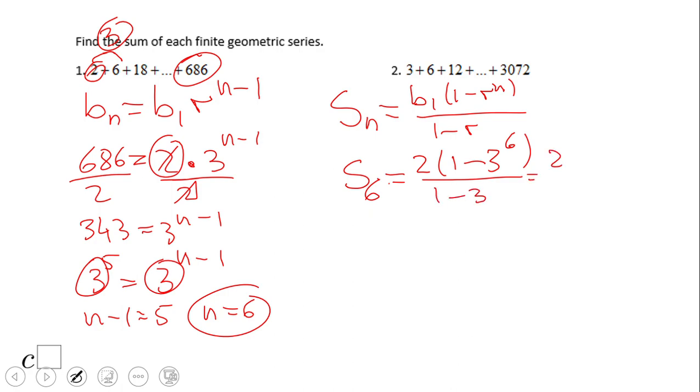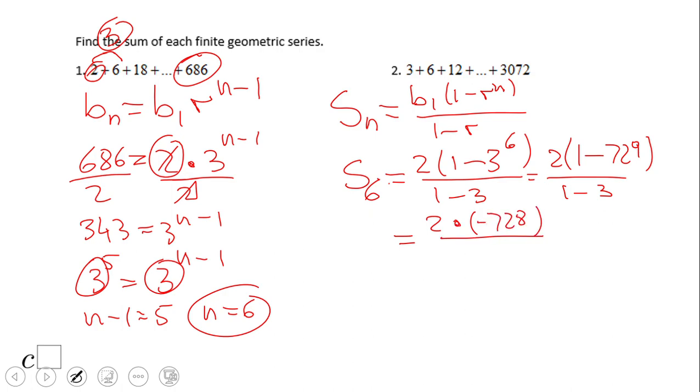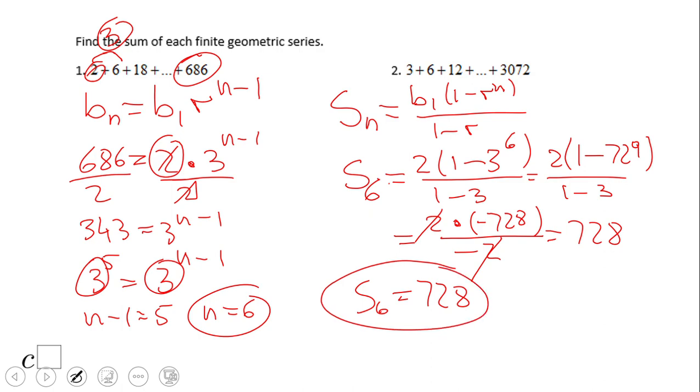So we're going to have 2 times 1 minus 3 to the 6th power, 729, over 1 minus 3, which also can be simplified. So what do we get here? 2 times negative 728 over negative 2. One way to do it is by simplifying, and we end up with 728. So the sum of the 6 terms of this geometric series is 728. Pause this video clip and try number 2.